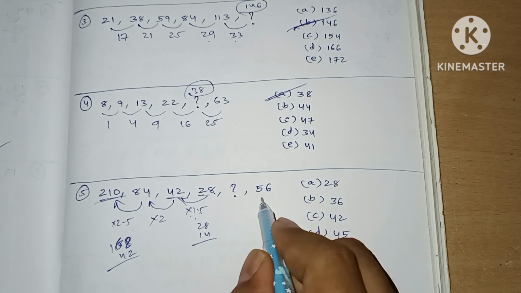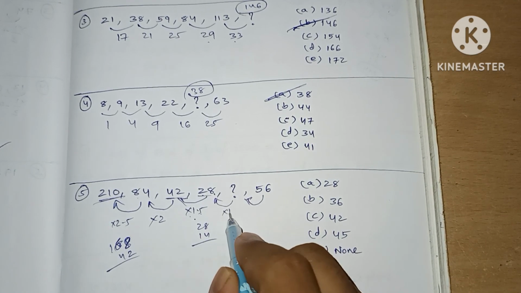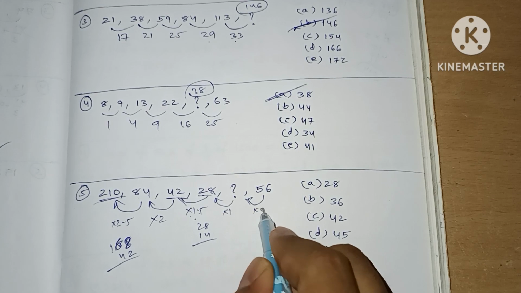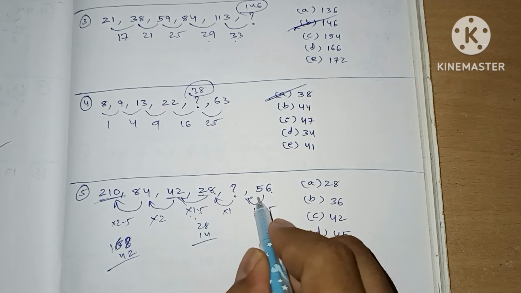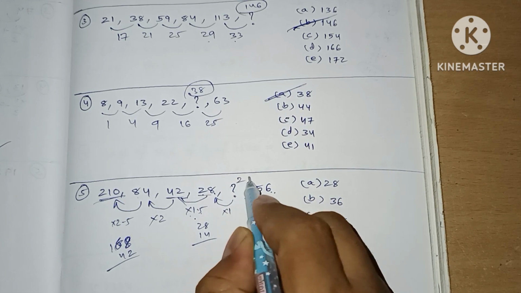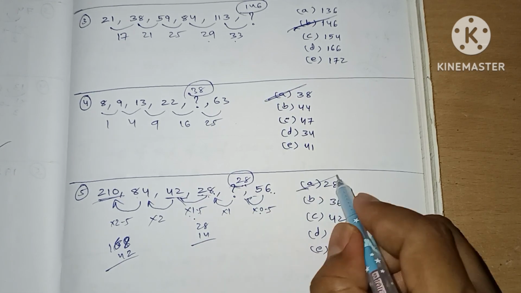So this must be into 1 and this must be into 0.5. 0.5 means half of 56. So half of 56, which is 28. 28 into 1 times is 28. So our answer will be 28. Option A is our answer.